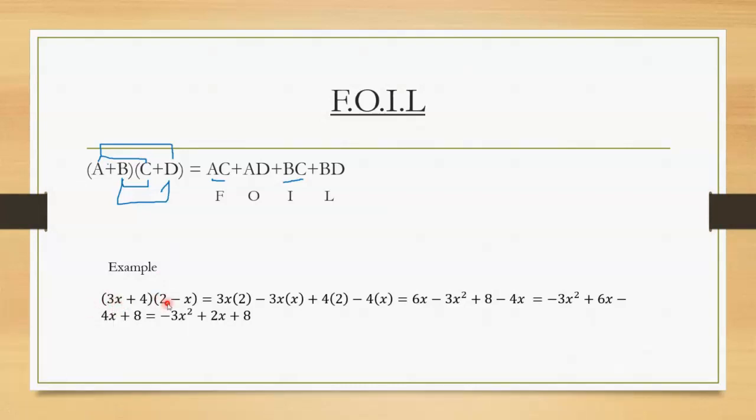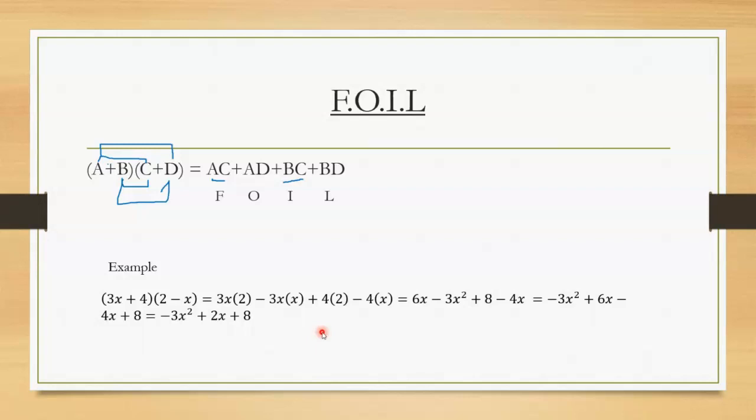That's all I'm doing here. I am showing some more steps, but really by FOIL, you get the same idea. Essentially what FOIL allows you to do is skip this step and save some time. Like 3x times 2 we know is 6x. For the outer terms, you have 3x times negative x. That's where this comes from. 4 times 2, and minus 4 times x.